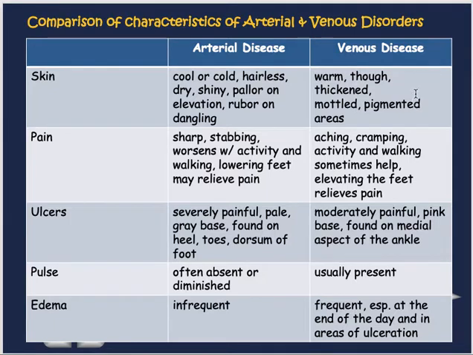Okay, why are these changes there? Just because of stasis. When there is blood stasis, of course the blood has pigments, and those pigments ooze out from the vascular space, go into the skin, and cause this mottling and pigmented areas, right?